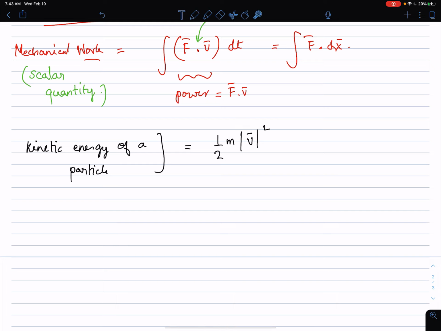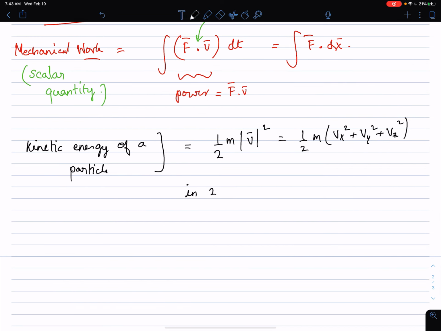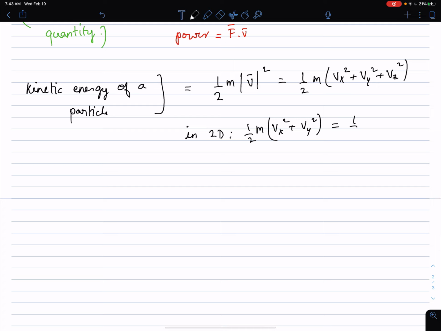If you have a vector v for a particle, we basically have half mv squared, where v is the magnitude of the velocity. So you can imagine it's equal to half m, if you're using Cartesian coordinates, vx squared plus vy squared plus vz squared. Or in 2D, half m vx squared plus vy squared, or half m vr squared plus v theta squared, or half m vt squared plus vn squared. Okay, so all those things are true.